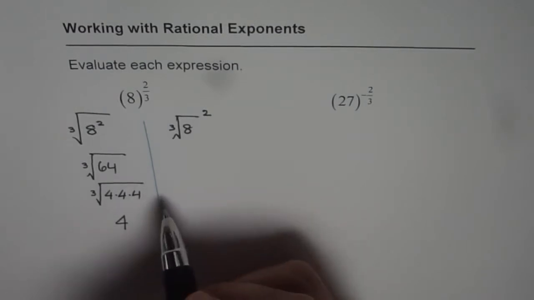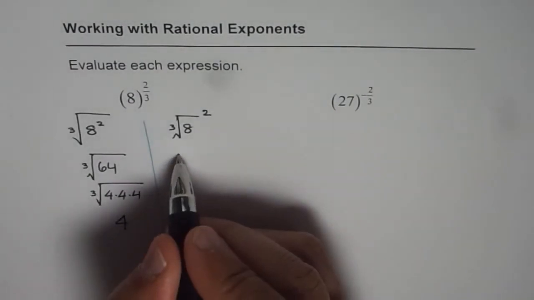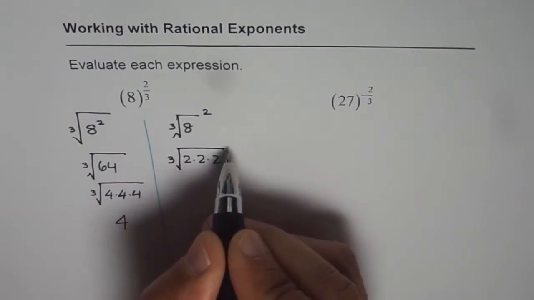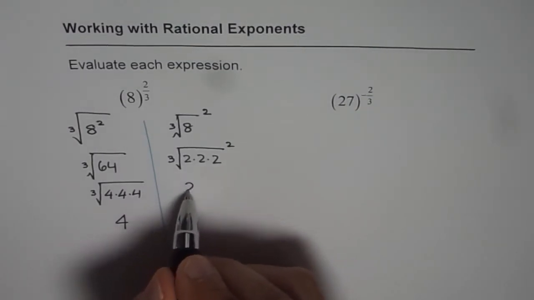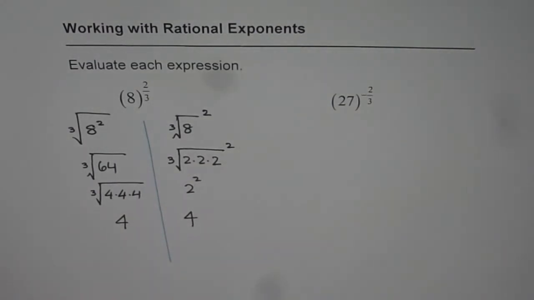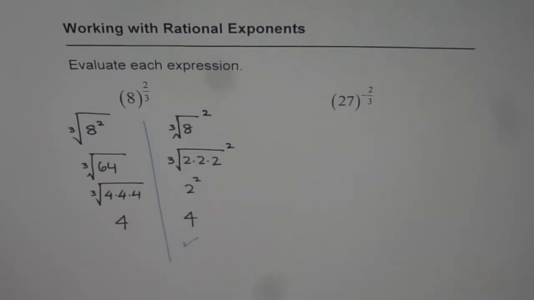Now the second method is to find the cube root first and then square it. What is the cube root of 8? I could write 8 as 2 times 2 times 2, so the cube root of 8 is 2, and the square of 2 is 4, the same number. Do you see that? Both are good methods, but I prefer this one. Simple reason: we are working with smaller values.